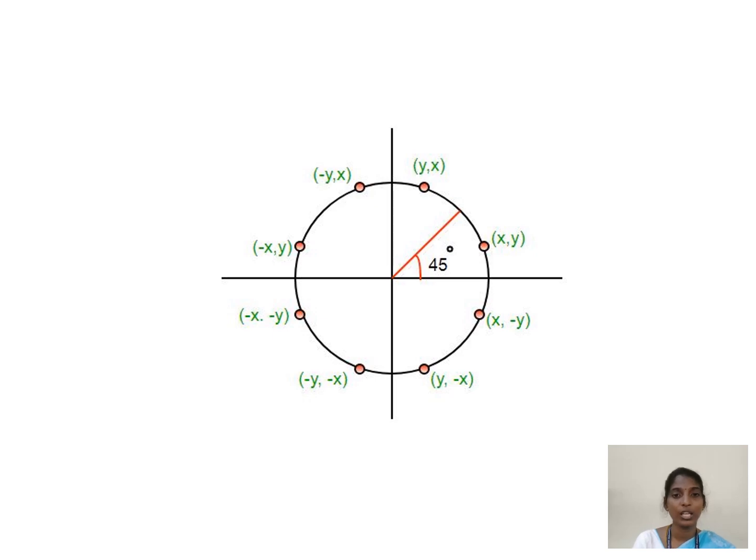Overall there are 8 octants: 4 quadrants and 8 octants. The first one is x comma y at 45 degrees, and its mirror reflection is y comma x. Then the second quadrant is x comma minus y, and the mirror reflection is y comma minus x. The third quadrant is minus x comma minus y, and the mirror reflection is minus y comma minus x. The fourth quadrant is minus x comma plus y, and the mirror reflection is minus y comma x. Overall, 8 octants on the x and y axes: x-axis, minus x-axis, plus y-axis, minus y-axis.